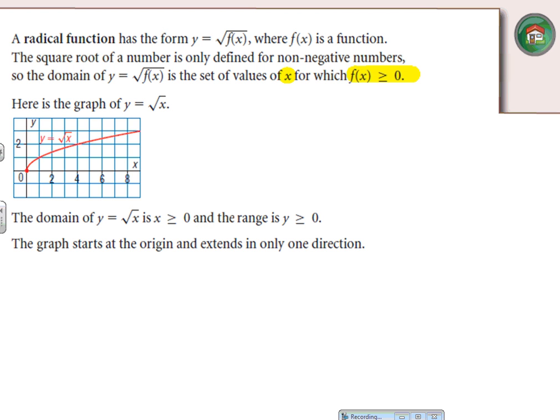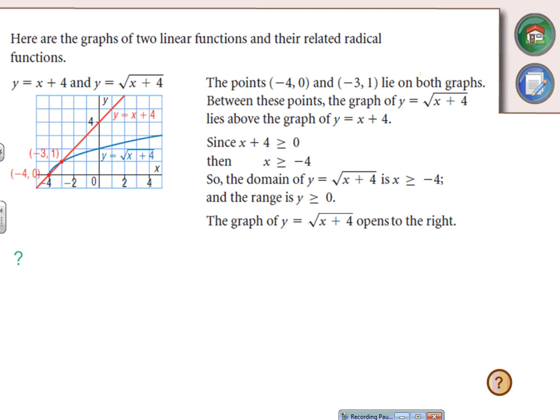So the x values that go with that range. So here's the basic graph of y equals root x. Like we just said, the domain was greater than or equal to 0, and the range is also greater than or equal to 0. The graph starts at the origin and goes only in one direction.